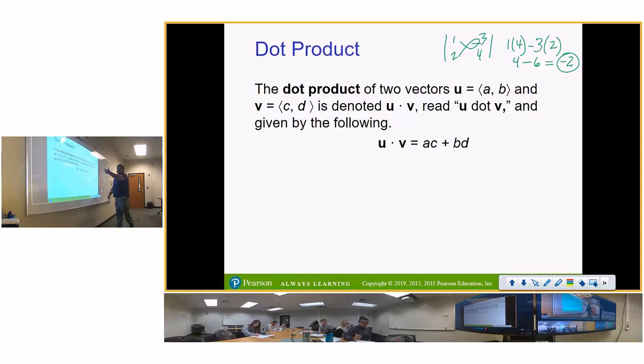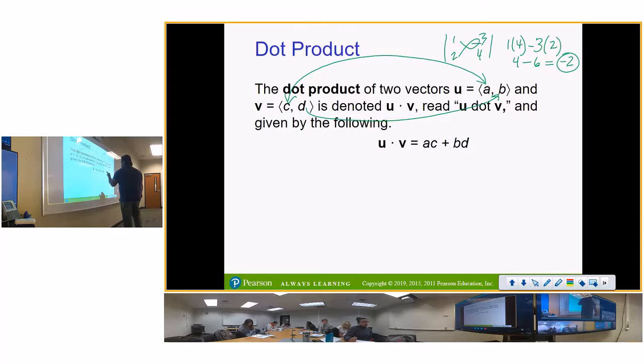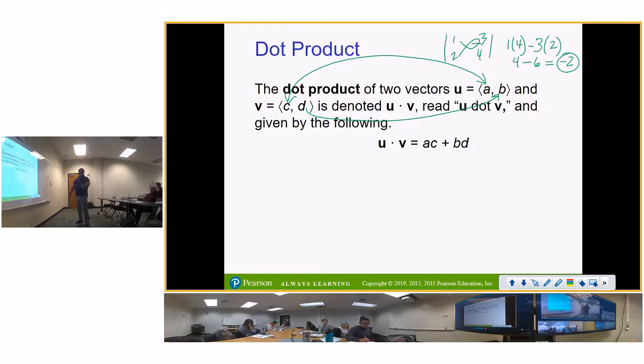Well, that's kind of like what you're doing here. You're taking A times C, and you're adding B times what? D. It's kind of like doing a determinant for a vector. And this number will only be used with calculations. And you will see this until you graduate engineering or science.